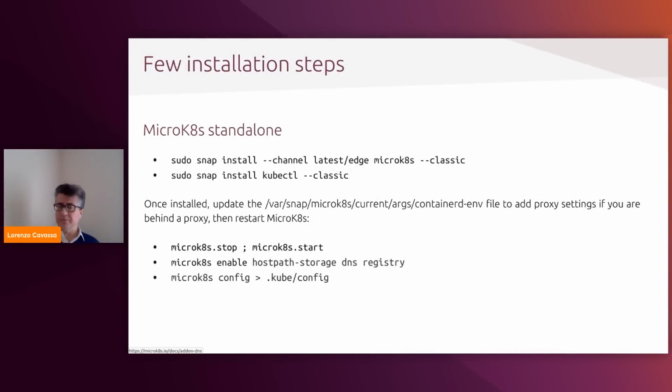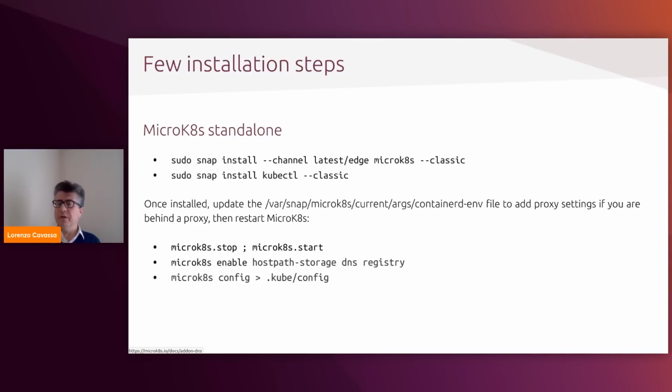A few installation steps. Everything here is documented by Canonical. If you go on the microk8s.io website, you will find all the documentation to get your MicroK8s installation deployed on your Ubuntu LPAR, for example. It's just a matter of one single command to get it installed: sudo snap install, defining the channel, which is basically which release of MicroK8s, of Kubernetes, you want to install, then microk8s and --classic.